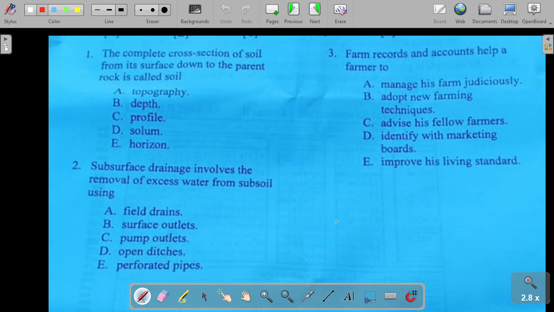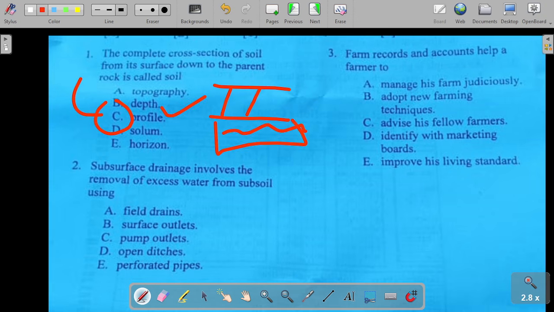Question 1 says the complete cross-section of soil from the surface down to the parent rock is referred to as profile. It's something like this with different sections. It's called the profile. Number 1 is C.